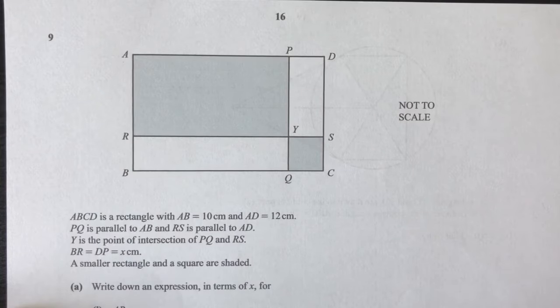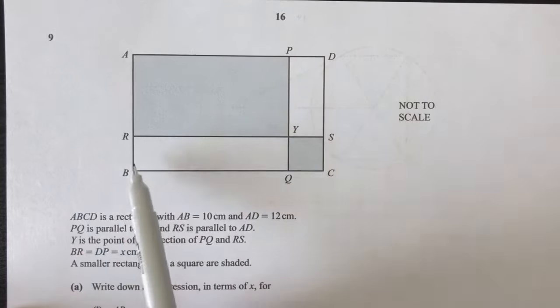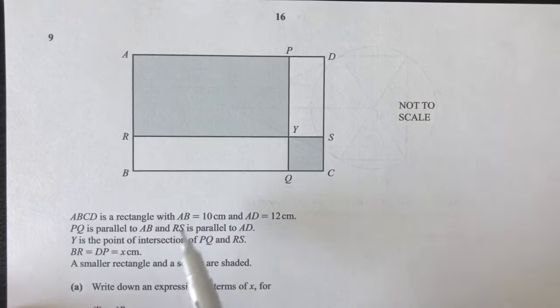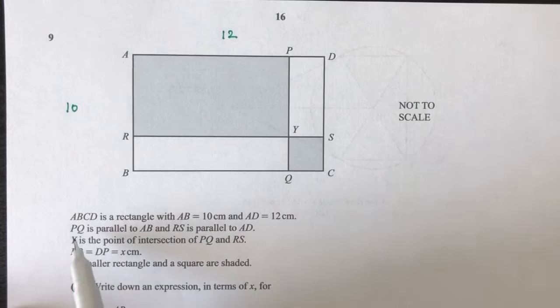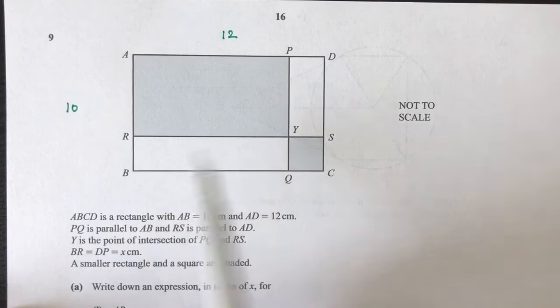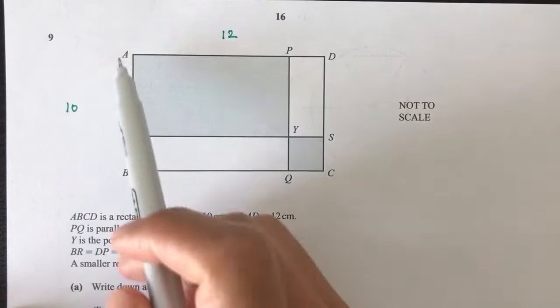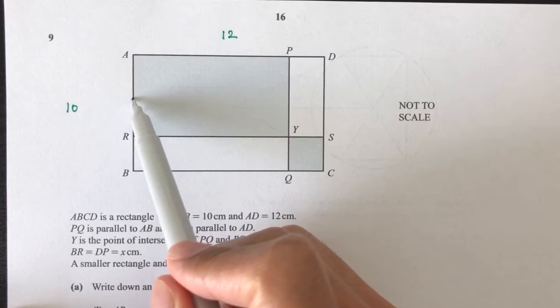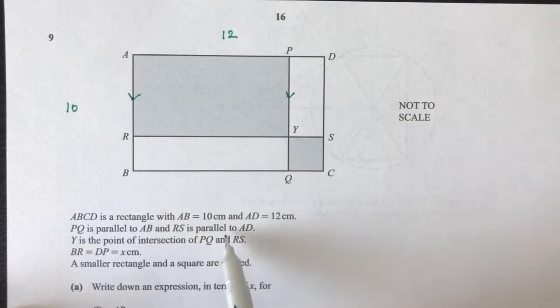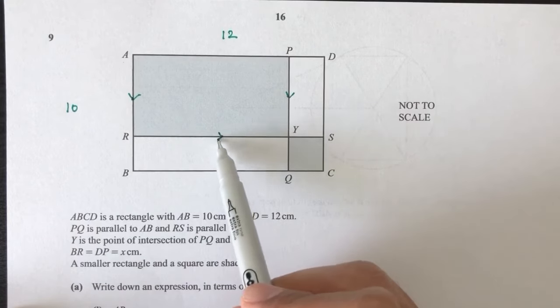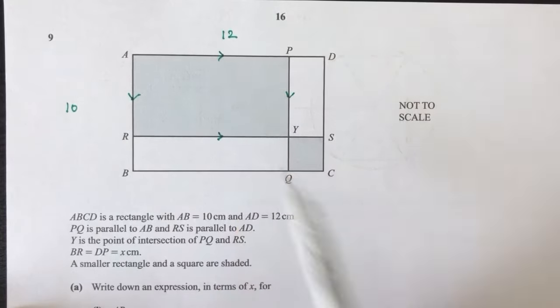Question number 9. We have ABCD is a rectangle with AB equal to 10 and AD equal to 12. We have AB is 10, AD is 12. Now we have PQ is parallel to AB, same direction. And we have RS is parallel to AD, same direction as well.